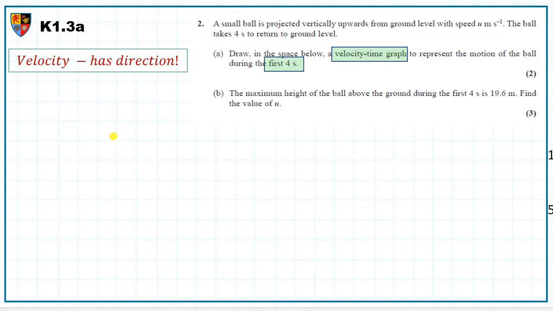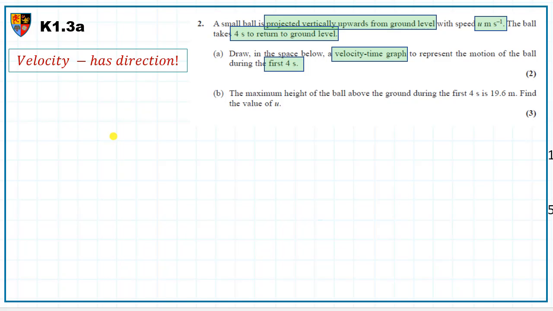We're interested in drawing the graph for the first 4 seconds. We know the initial speed is u. We know we have a situation where a ball is being projected vertically upwards from the ground. And that means that it's going to come back down. And they say it comes back down in 4 seconds.